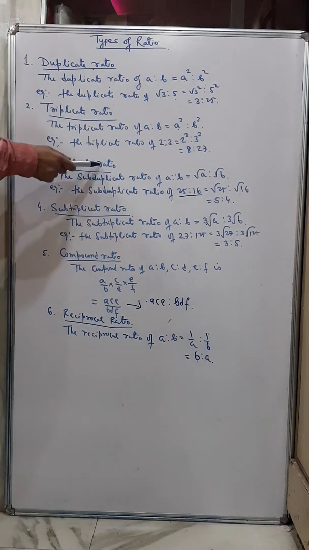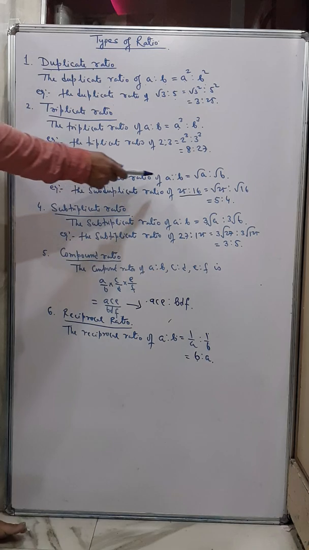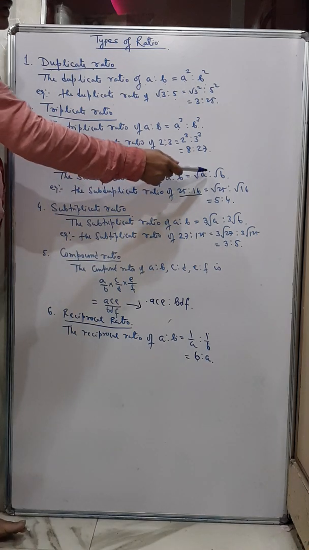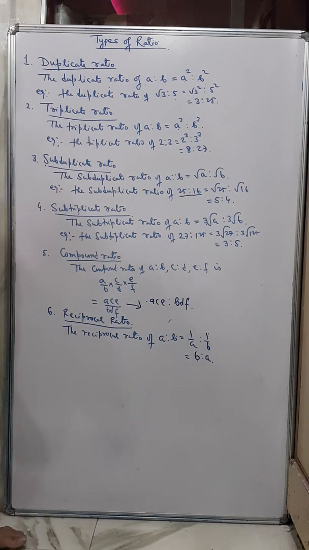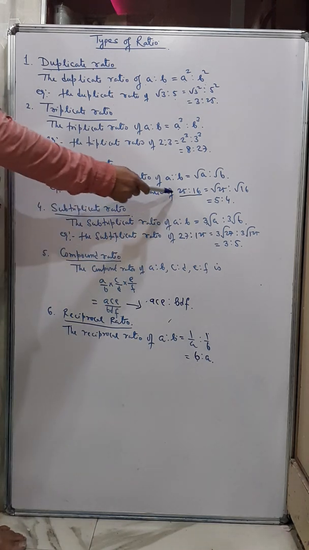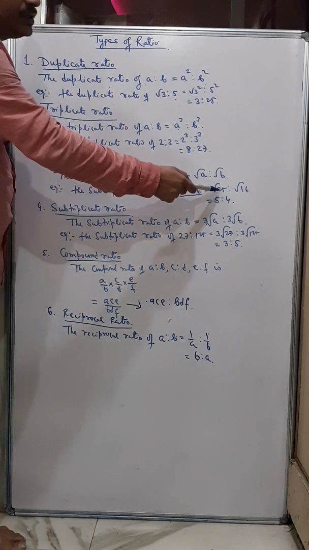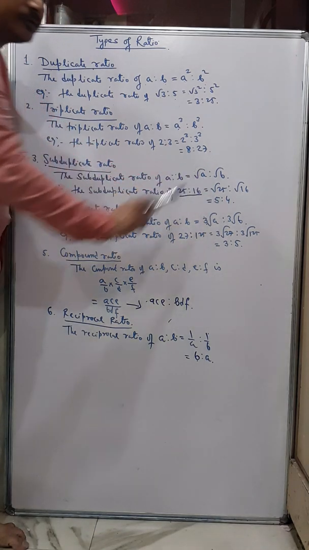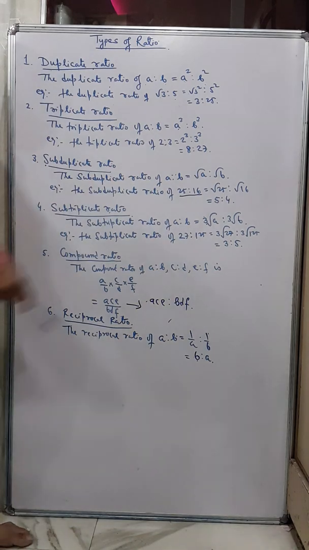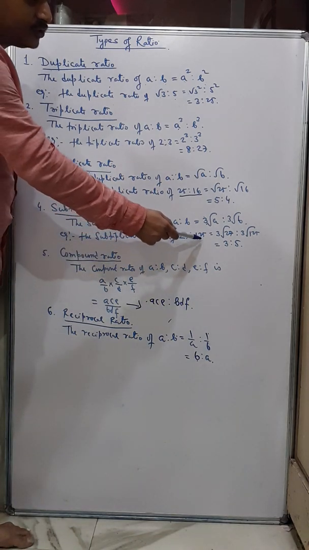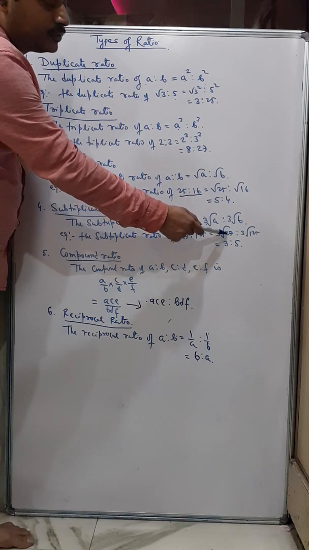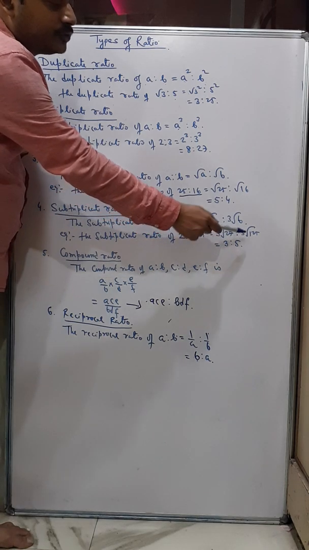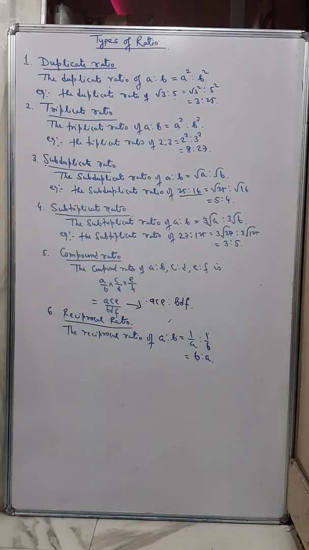Now next is subduplicate ratio. The subduplicate ratio of A is to B is, say, square root of A is to square root of B. For example, the subduplicate of 25 is to 16 means root over 25 is to root over 16, and that is equal to 5 is to 4. Similarly, subtriplicate ratio means cube roots of the ratios. Say, for example, the subtriplicate of 27 is to 125 is equal to cube root of 27 is to cube root of 125, and that is 3 is to 5.